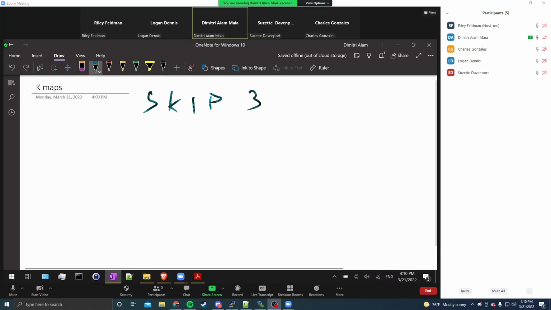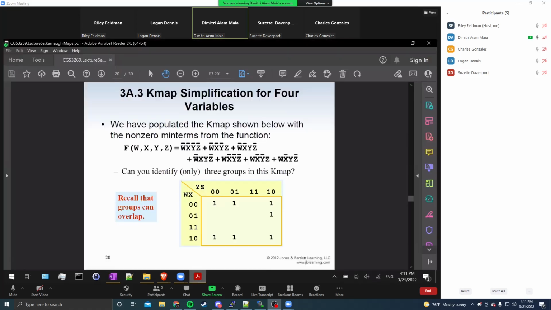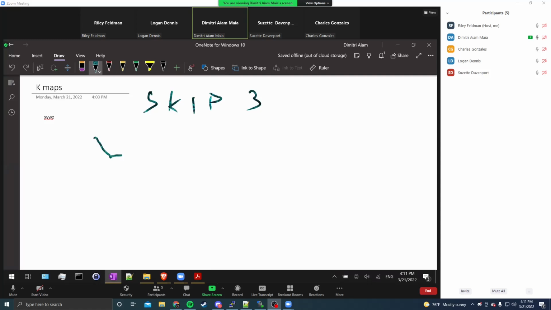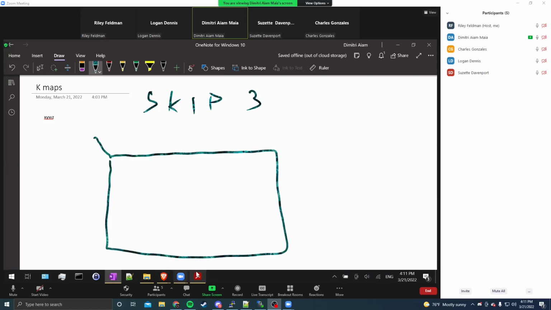So you draw, let's say you have 4 inputs, W, X, Y, and Z. You put them like this. You first draw a square. W, X on one side, Y, Z on the other. So you skip the third.